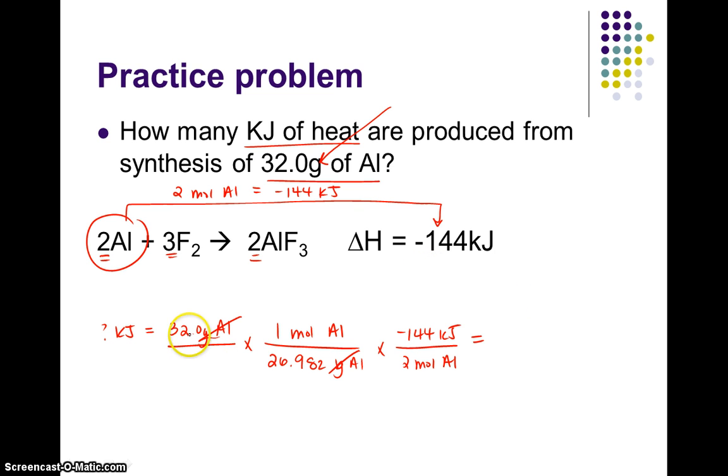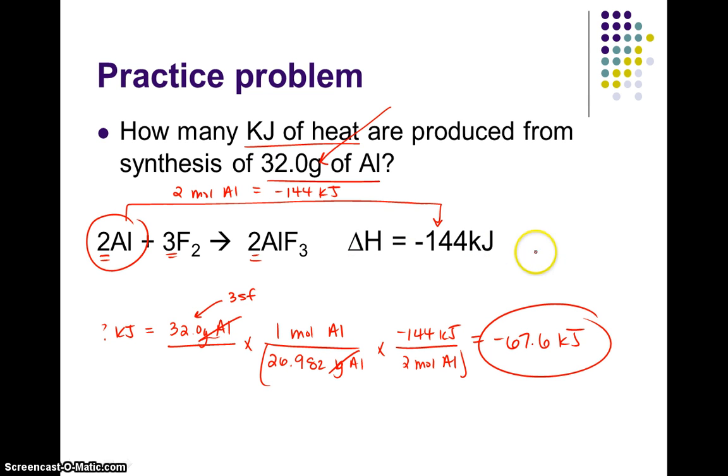So in my calculator, I'll multiply 32 times negative 144, and I'll divide by the product of 26.982 times 2. Because this has 3 sig figs to start, I'm going to need 3 sig figs in my answer. So that's going to give me an answer of negative 76.6 kilojoules, and hopefully that's what you all got last night when you tried this problem. So this tells me that for every 32 grams of aluminum I put into the reaction, I can make 76.6 kilojoules in that process.